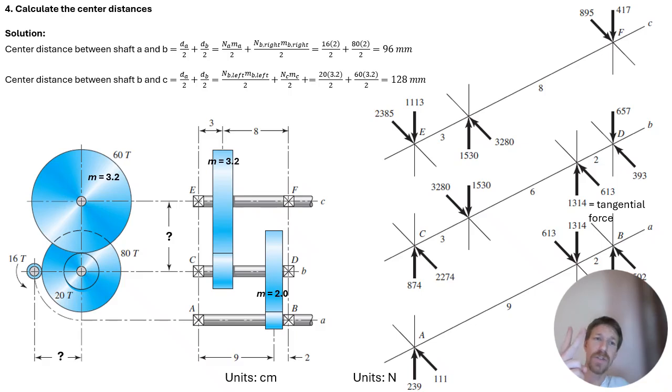So the center distance for the mesh between shaft A and shaft B is half of diameter A and half of the diameter of that gear on shaft B that it's meshing with. So you see that's 16 times that module of 2 plus 80 times that module of 2, divided both by 2, so 80 plus 16 is 96. And then for shafts B to C, we have a module of 3.2, so we have the 20 teeth times 3.2 module divided by 2 plus the 60 teeth times 3.2 module divided by 2, and we get 128 millimeters for that B to C center distance.